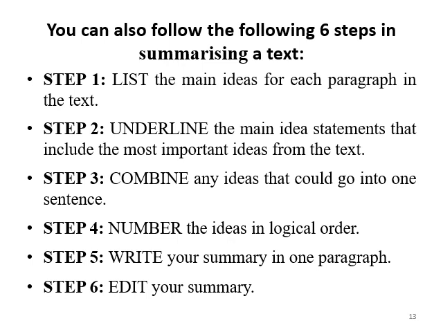As a final note, a 6-step advisory is provided on how to summarize a text. Step number 1, identify the main idea of each paragraph in the text. Number 2, underline the main idea statement that includes the most important idea from the text. Number 3, combine any ideas that could go into one sentence. Number 4, number the ideas in logical order. Number 5, write your summary in one paragraph. Number 6, edit your summary.